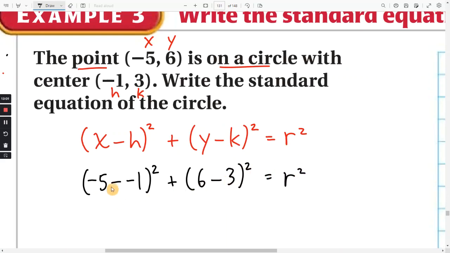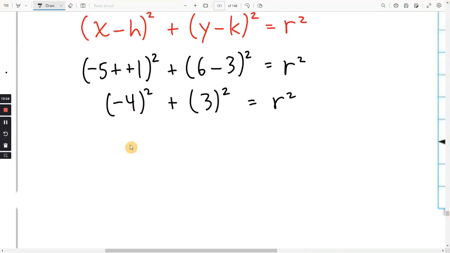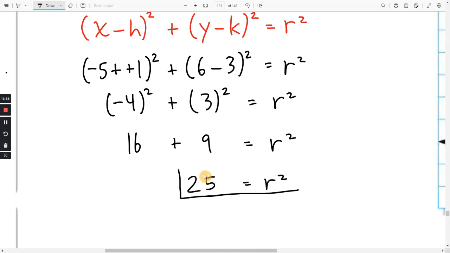Okay, two negatives in a row make it positive. Negative 5 plus 1 is negative 4, and that's squared. Keep the parentheses for now. 6 minus 3 is 3, and that's squared, and that's going to equal r squared. Alright, negative 4 squared is 16. 3 squared is 9. And 16 plus 9 is 25. So that's the value for r squared. We don't need r because the equation calls for r squared.